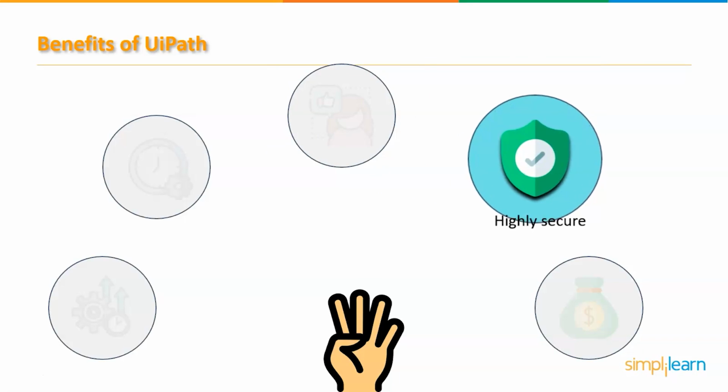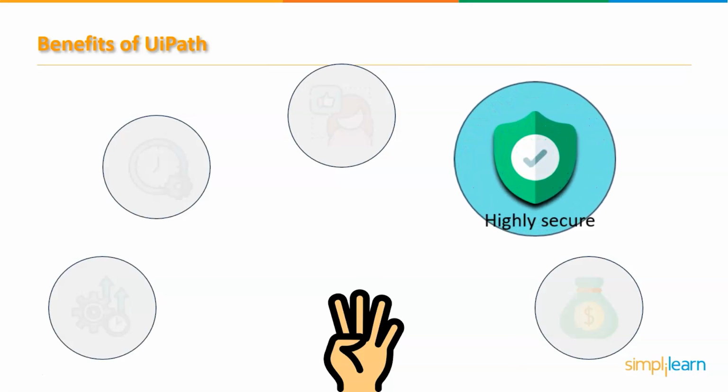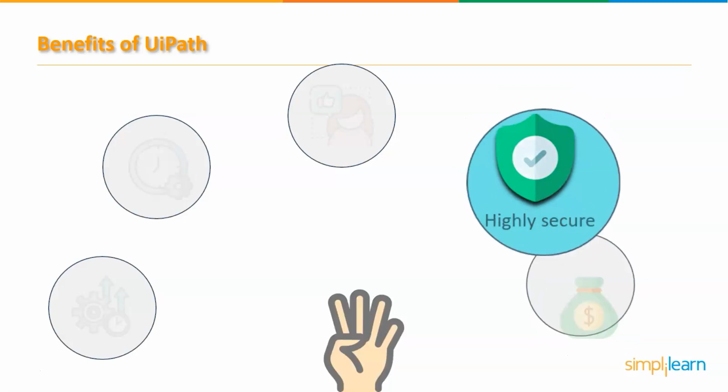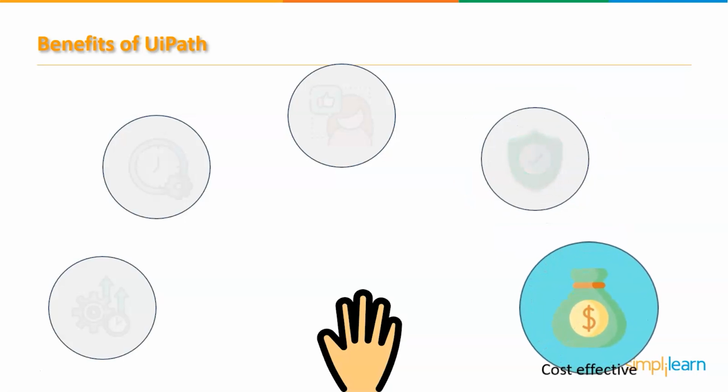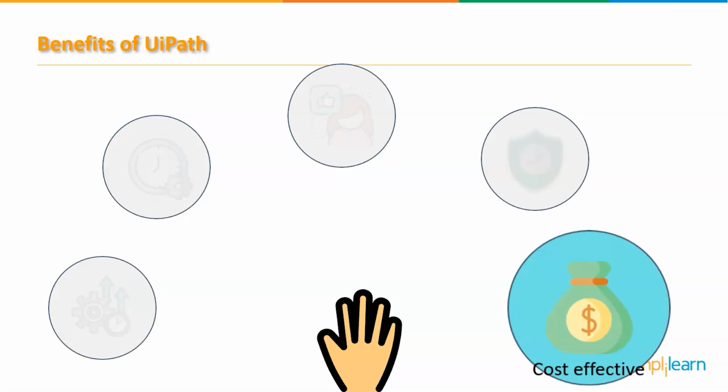Highly secure. There is no risk of information leakage from one component to another because it performs single tasks. As a result, data access is strictly monitored and reported. Cost effective. UiPath has minimal operating cost and more efficient use of IT resources.